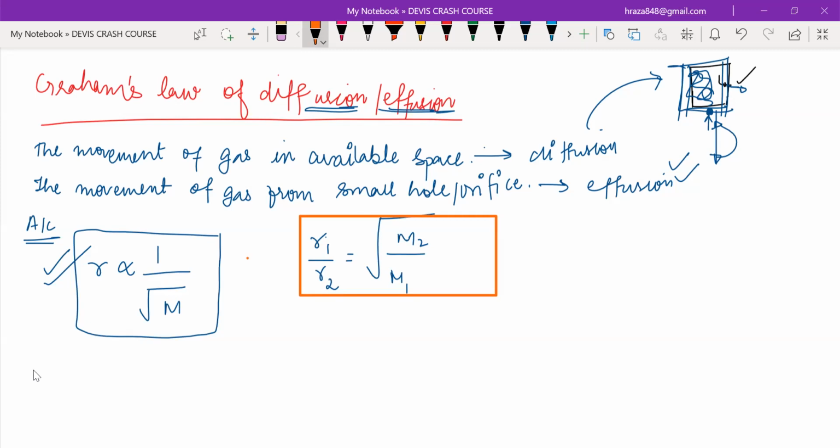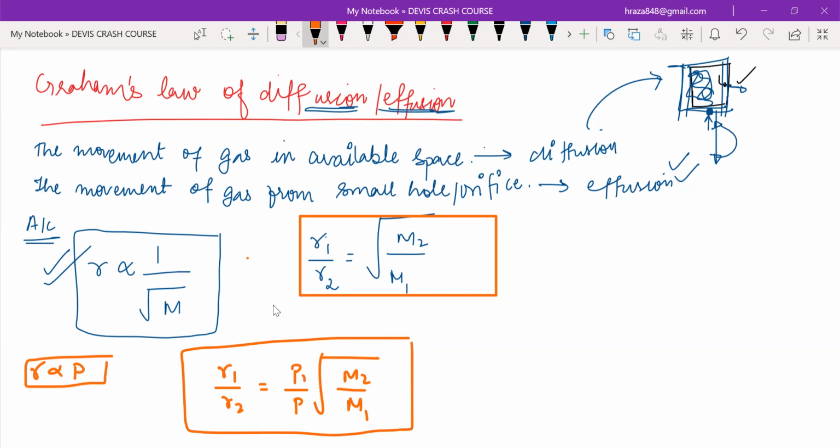And you also know that if you increase the pressure, the rate will be directly proportional. The rate of effusion or diffusion will increase when you apply pressure. So R1 by R2 can be modified in this form: P1 upon P2 under root of M2 upon M1, because the rate of effusion or diffusion is directly proportional to pressure. If you increase the pressure, the rate of effusion or diffusion will also increase.